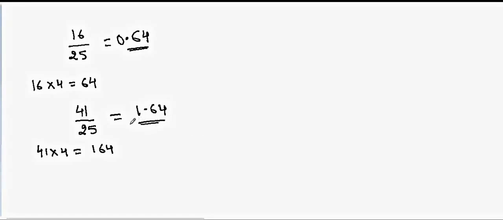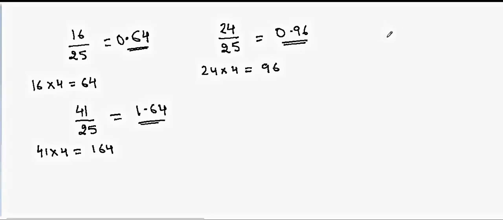As you can see, for this 41 by 25, most people would have to use a calculator, but we can do it without taking any time, just in the mind. Same way, suppose I have 24 and I want to divide by 25. So 24 into 4 is equal to 96. So my answer will be equal to 0.96.